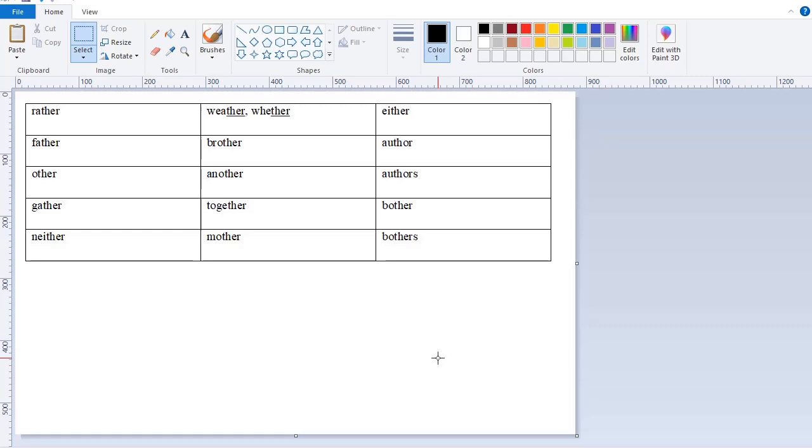So, as you can see here, all of our words end in THER. Now, how will you be able to distinguish whether the over TH or the under TH is to be used? Our example here is rather. So, let's have rather first. Okay, we have rather. And then the next one is father.